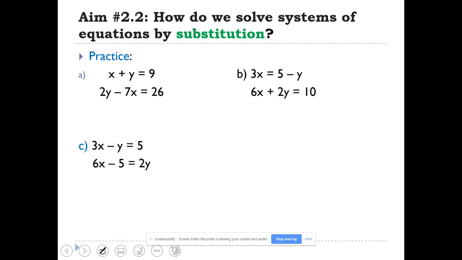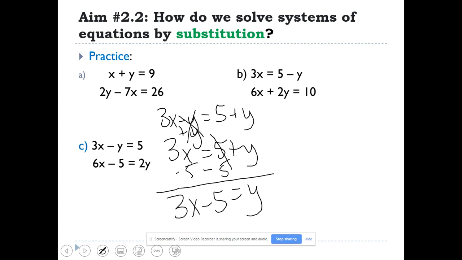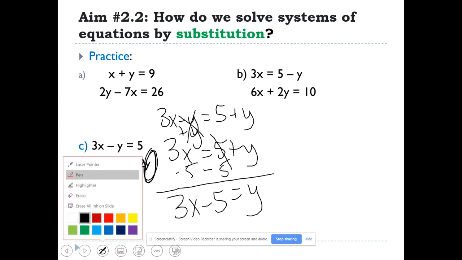Letter C. Again, nothing is solved, so I'm going to take this top equation, because I just have a single y there, and I'm going to rework that so that y is alone. I'm going to add y and subtract 5. Now I can put that right there for that y.